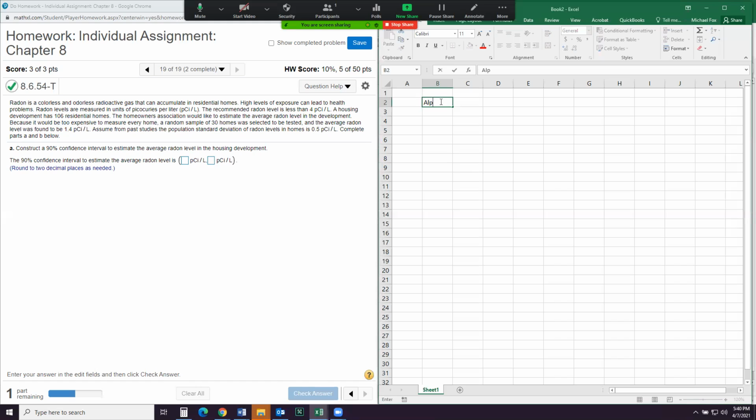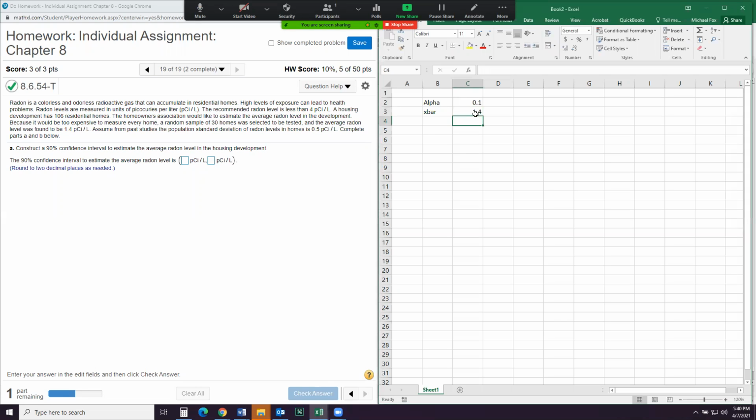So I know my alpha, because that's based on the confidence interval. 1 minus the confidence level is my alpha. So in this case, it's 0.1. I know my x bar, which is my sample mean, which is given to me. It says the average radon level was found to be 1.4.